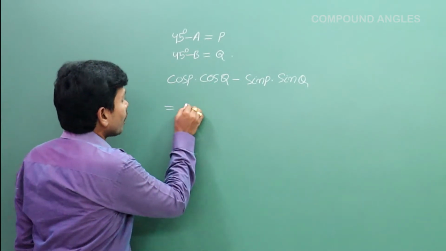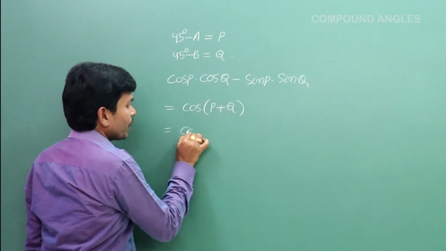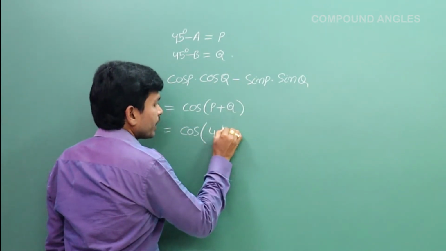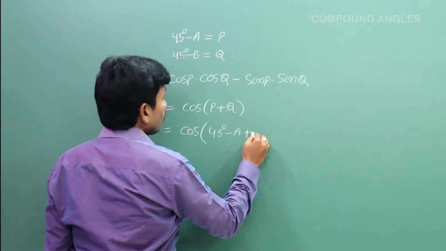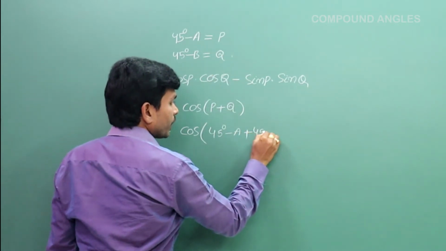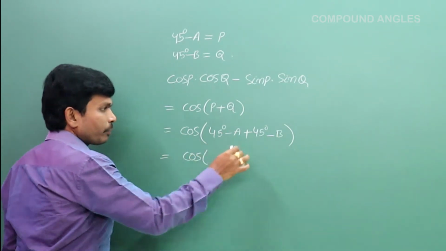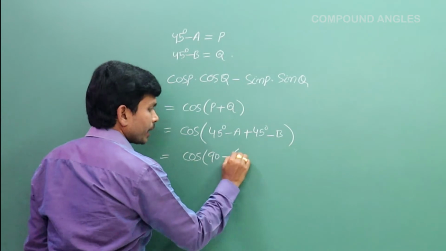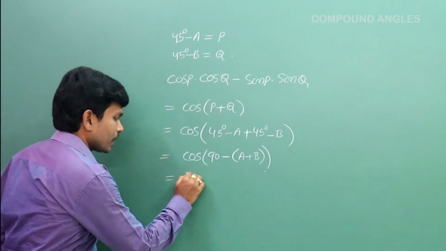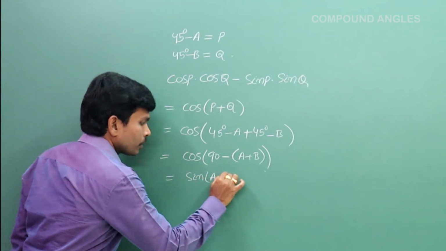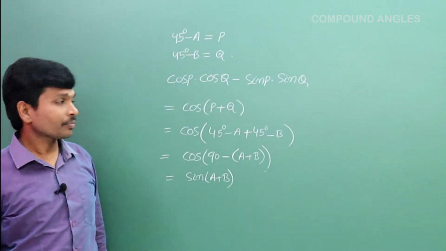So that's why, what is your formula? Cos of P plus Q. What is meant by P? P value is 45 degrees minus A, plus, what is the Q value? 45 degrees minus B. So now you observe, 45 plus 45 is 90, 90 minus of A plus B. Yes or no? Cos of 90 minus theta, yes, very good, is sin theta. So sin of A plus B. So your answer is sin of A plus B. Got it or not? Okay, good.